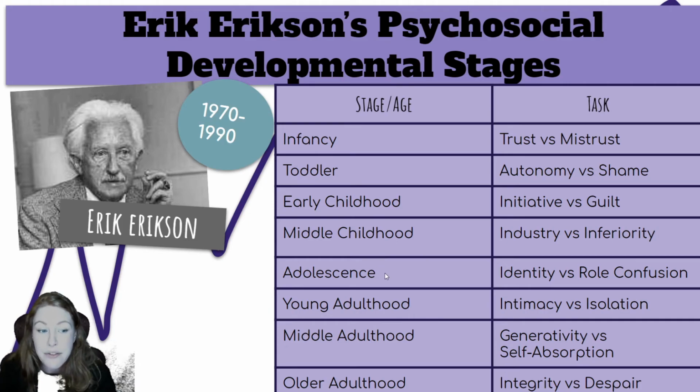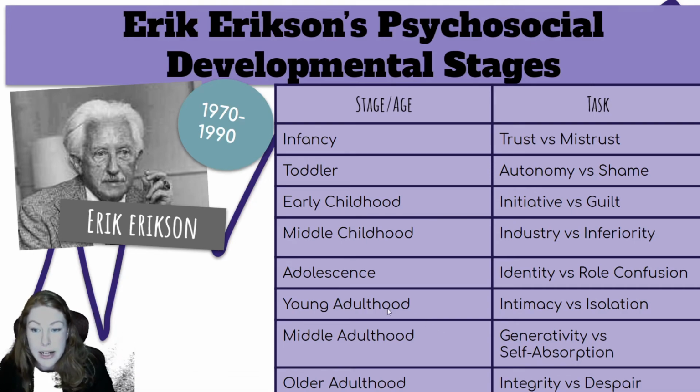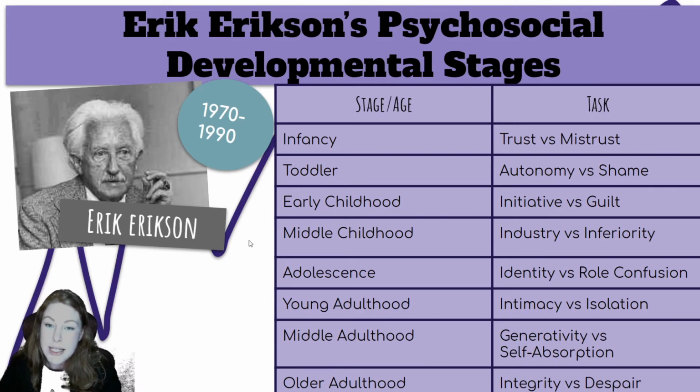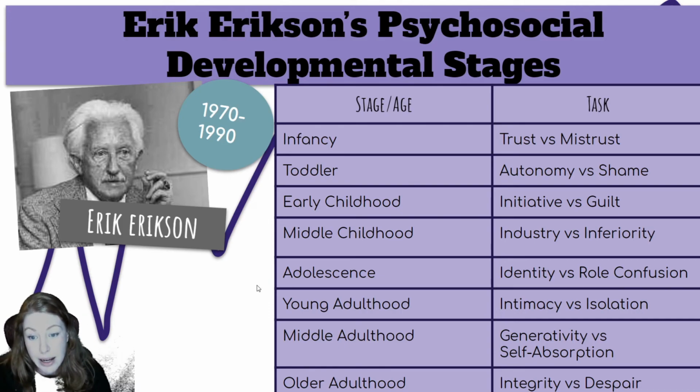Adolescence, identity versus role confusion. Young adult, intimacy versus isolation. Middle adult, generativity versus self-absorption. And older adult, integrity versus despair. Erikson went on a little bit further than what Piaget did in his stages to include certain aspects of development that happen in older stages of our lives. All right, we're moving on.